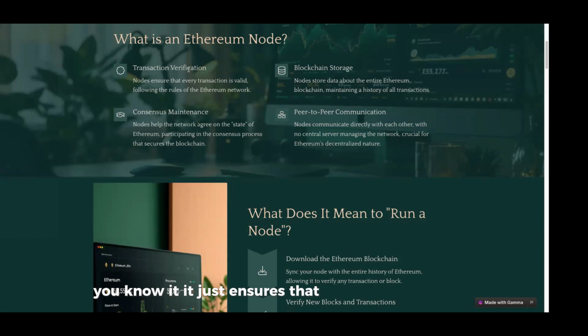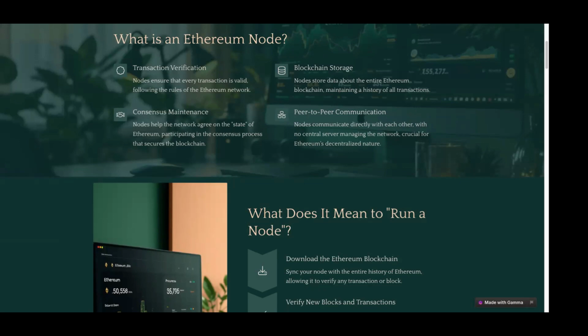It just ensures that every transaction that comes into the network is valid and follows the protocol. It follows the rules set by the Ethereum protocol. So, for instance, it could be how the data is structured, like the data type. It could be certain rules in terms of how the clients interact with each other.